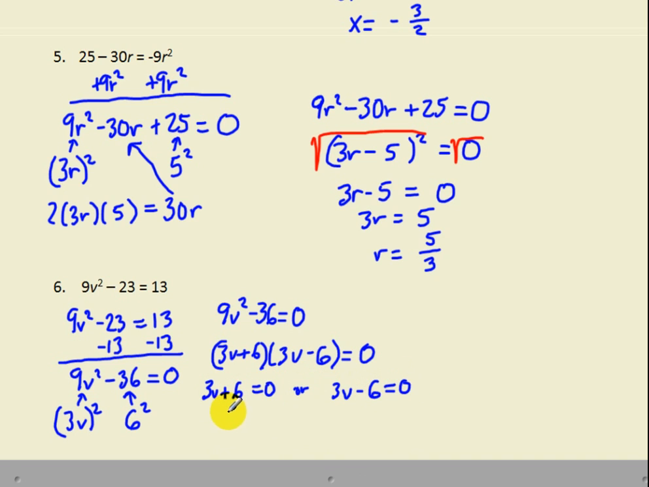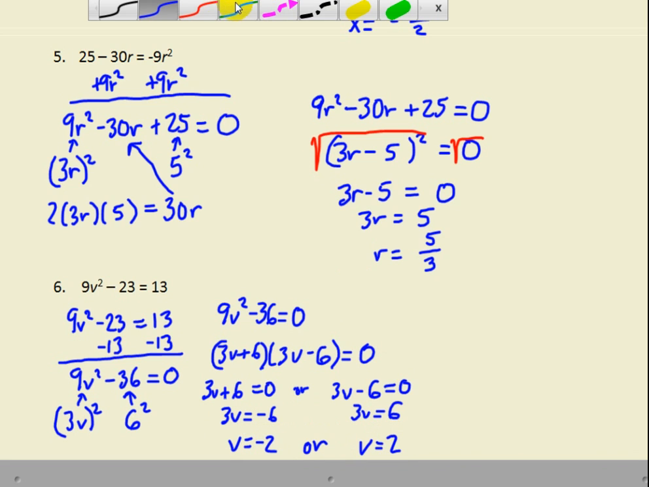So subtract 6 from each side and we get 3v equals negative 6. Divide by 3 to get v equals negative 2. Or add 6 to each side to get 3v equals 6. And divide by 3 to get v equals 2. So it's either a negative 2 or a positive 2.